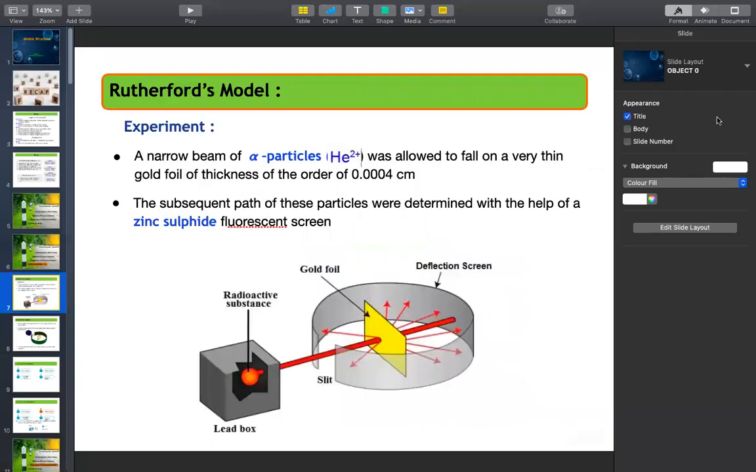So that is the alpha scattering experiment. A narrow beam of alpha particles was allowed to fall on a very thin gold foil of thickness of the order of 10^-5 centimeter. The subsequent paths of these particles were determined with the help of a zinc sulfide fluorescent screen. I told you a screen was taken, which is a zinc sulfide screen.